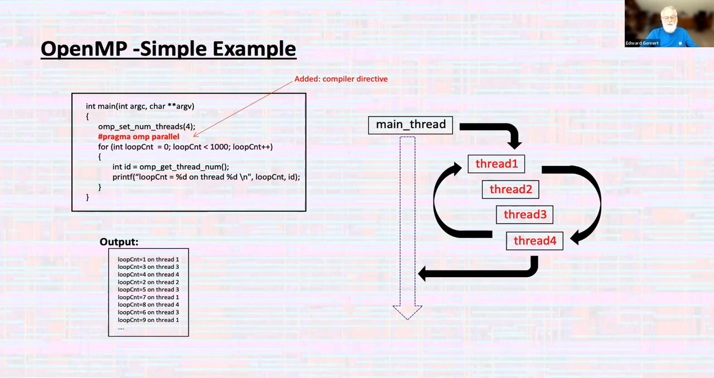So the output's going to be loop count 1, thread 1. It doesn't go in order, so any thread it wants can start next. So thread 3 starts, thread 4, thread 2, back to thread 3, 1, and so on. So it's very simple to create something that's multi-threaded using OpenMP.